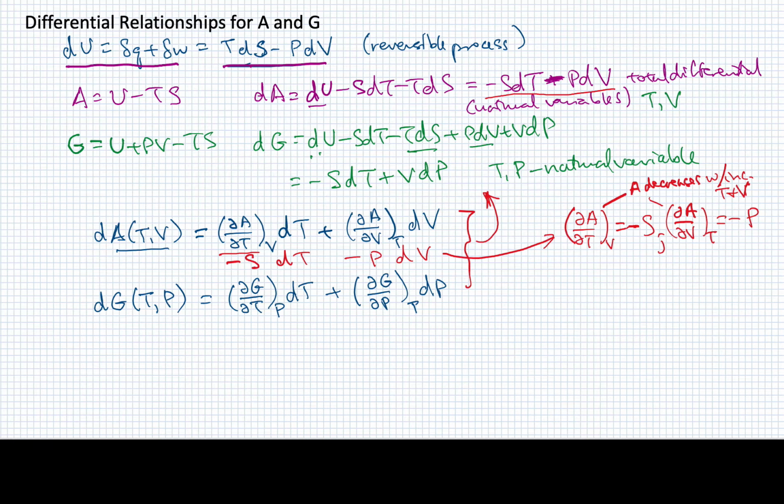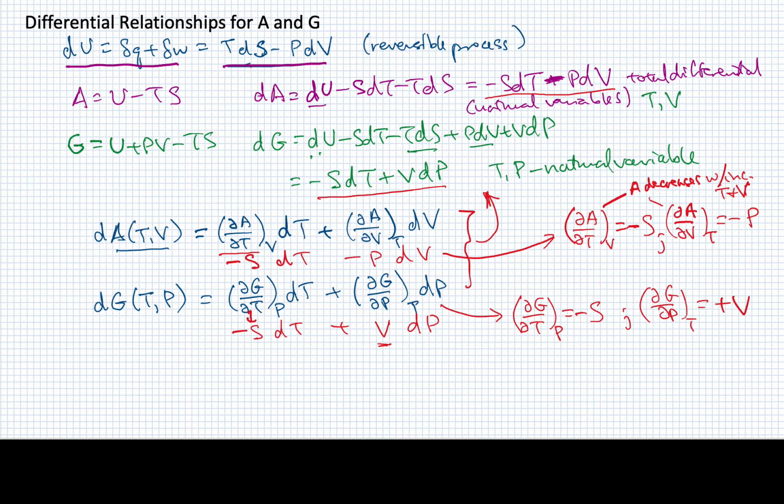Now, what about the Gibbs energy? Well, I have my expression up here for what it is, and it's minus S dT plus V dP. So this tells us that I can identify the following partial derivatives: dG/dT at constant P is just equal to minus S. And similarly, dG/dP at constant temperature is just equal to the volume.